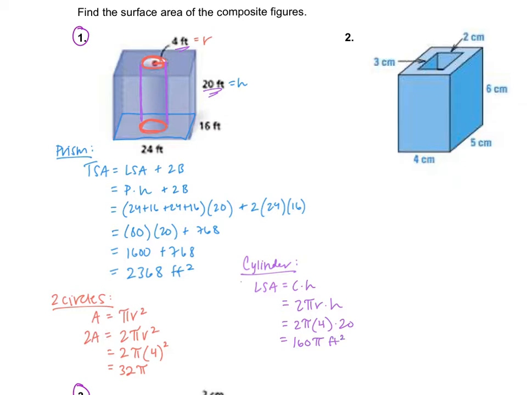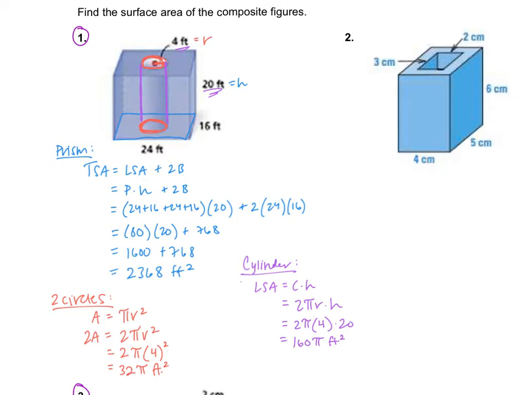Now I forgot to label that as feet squared, and I'm going to go back to my previous problem with the area of the 2 circles, and I'm also going to label that as feet squared, just so you know all these represent area. Now let's take all these ideas and put them together.